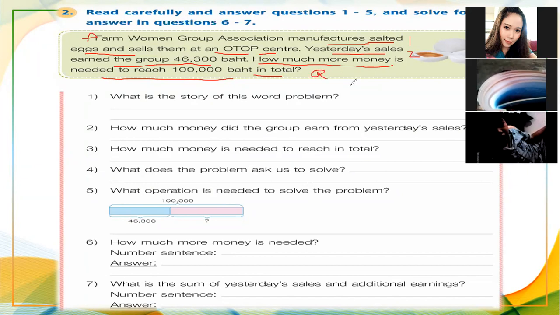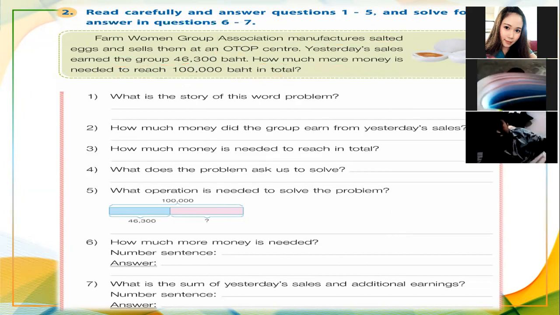So the first thing we learn from the problem is that a farm women group is selling eggs to the OTOP center, right? Yesterday they sold 46,300. Now, how much more do they need to reach 100,000? Okay, students, so we will follow similar steps here.